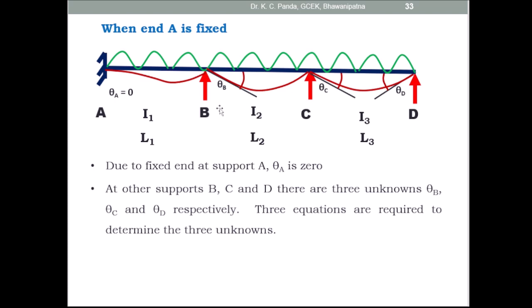So here you need 3 equilibrium equations so that you can find out the unknown displacement components, theta B, theta C and theta D. Here you take one equilibrium equation at joint B, that is the summation of moment at B is equal to 0, MBA plus MBC is equal to 0. Then the second equation, the summation of moment at C is equal to 0, that is MCB plus MCD is equal to 0. Then the third equation, the moment at D is equal to 0, that is MDC is equal to 0. This is due to the simply supported end. By using these 3 equilibrium equations, you can find out the unknown displacements theta B, theta C and theta D.